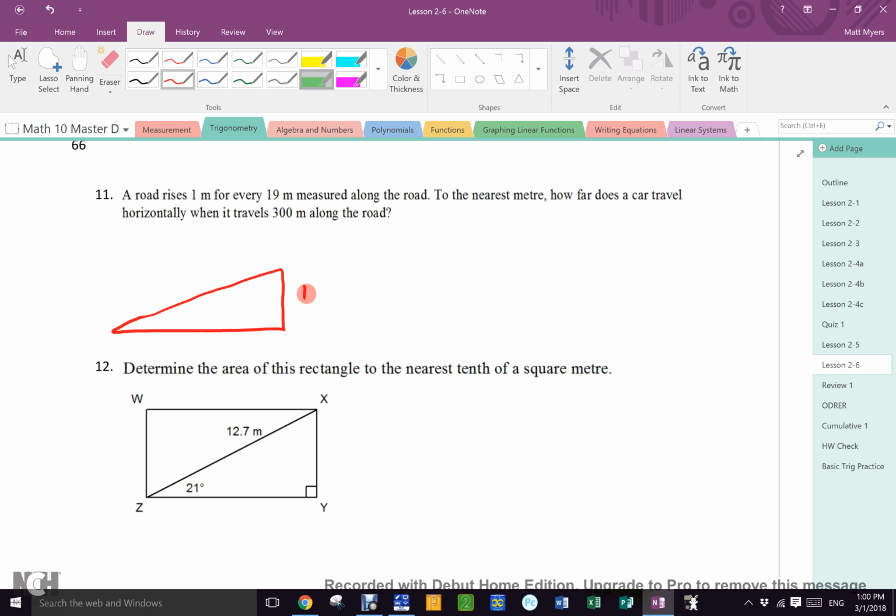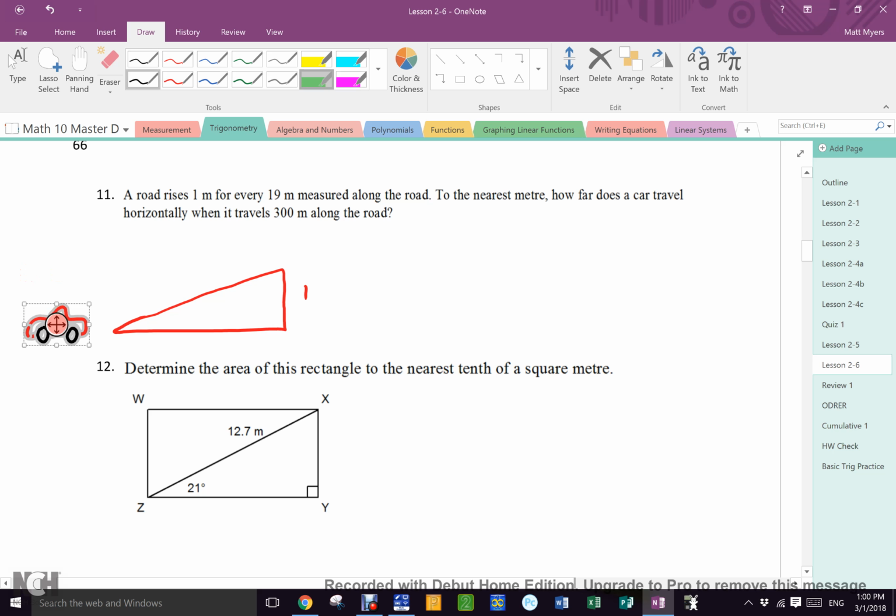This is what I mean. Everybody is in so highfalutin a rush to draw the triangle that they don't stop and think. I'm going to help you here. Nice car. Vroom, vroom. There is my car, yes? The car must drive along the road, yes? Where will the car drive? The hypotenuse. Up the road. Which means, where does the 19 go? On the hypotenuse. Because it says you are measuring along the road.